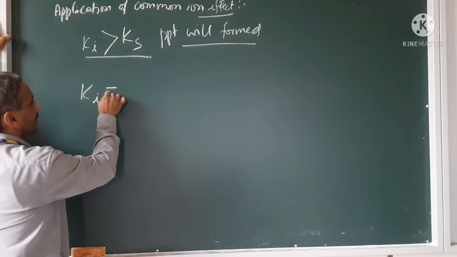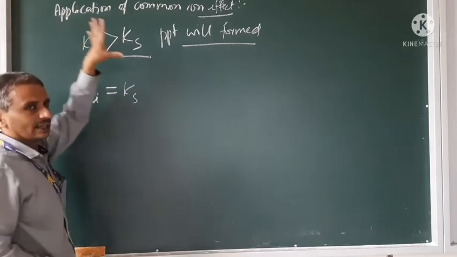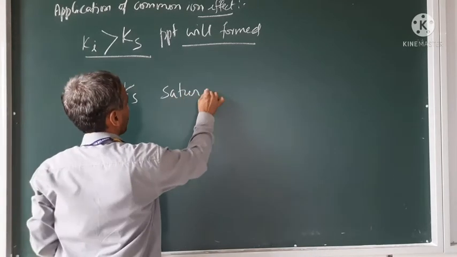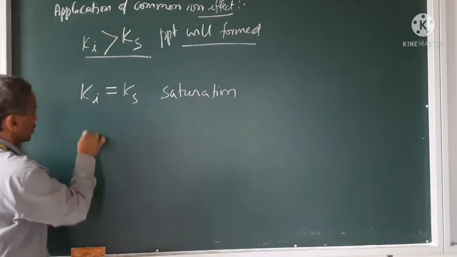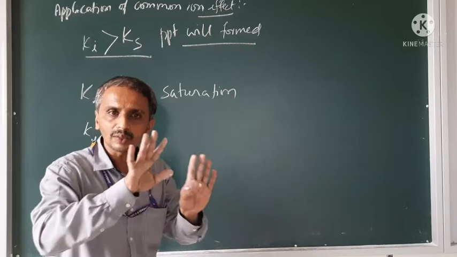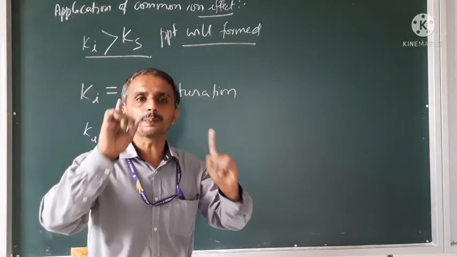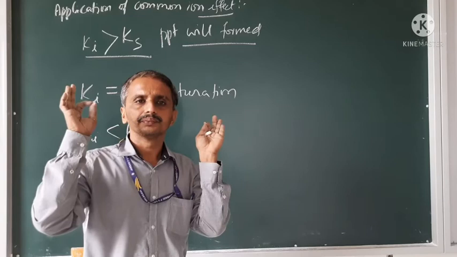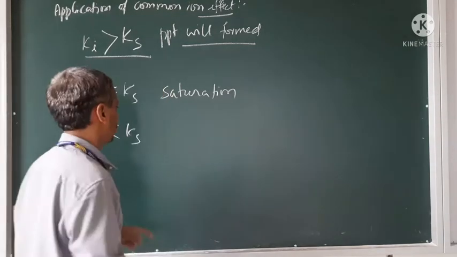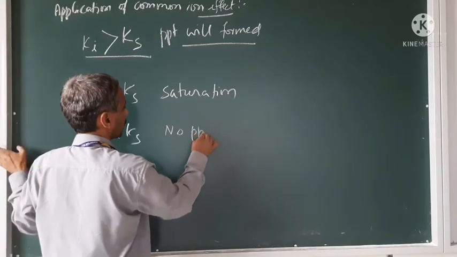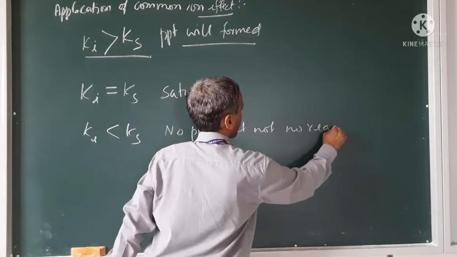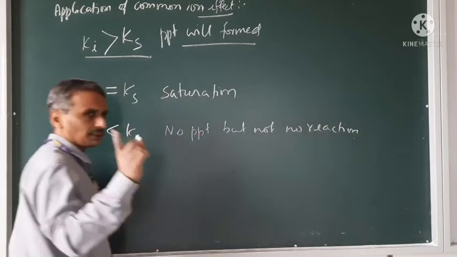If Ki is equal to Ks, then it is a saturated solution. Saturation will be there. Whereas if Ki is less than Ks, it does not mean that the reaction will not occur, but no precipitation will be there. The reaction will occur only, but no precipitate. No precipitate, but not no reaction. Note this: no precipitate will be formed.